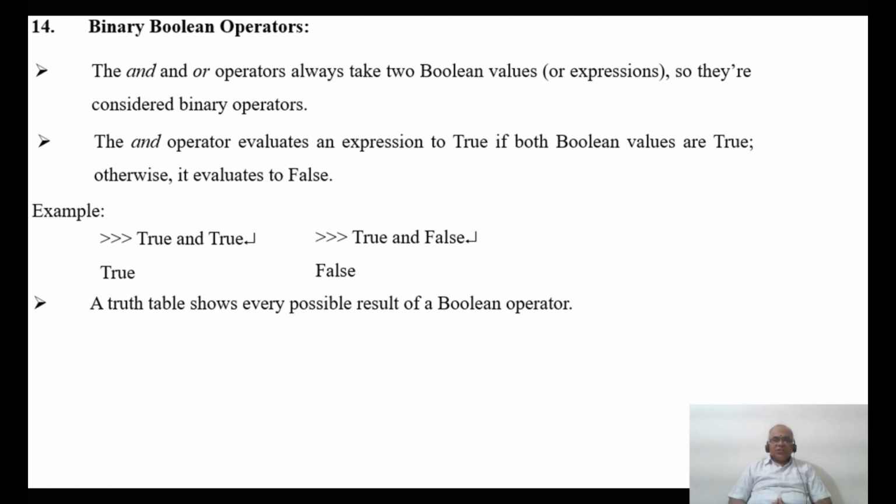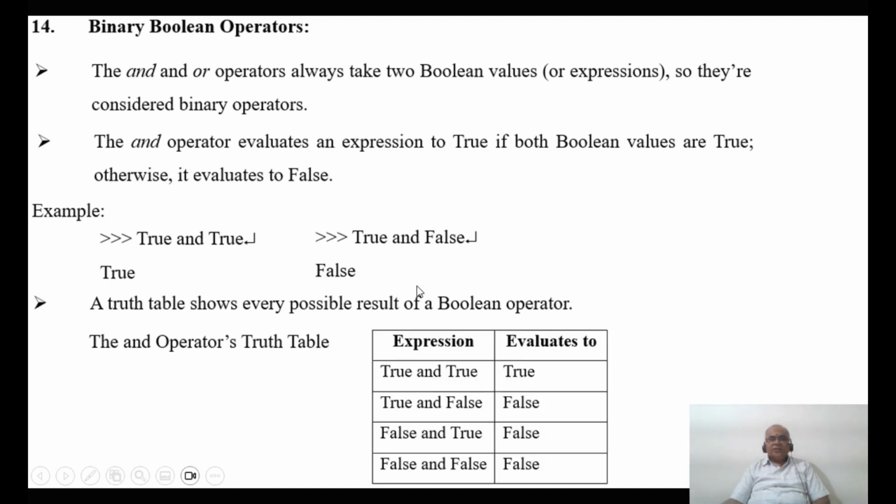True and false is always false. A truth table shows every possible result of a Boolean operator. The AND operator truth table is: true and true is always true. True and false is always false. False and true is always false, and false and false is always false. So here you can see true and true evaluates to true, true and false evaluates to false, false and true evaluates to false, and false and false evaluates to false. This is how the AND operator is used.